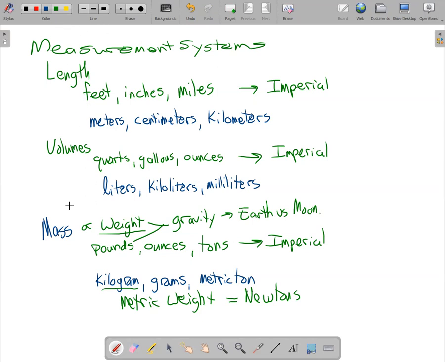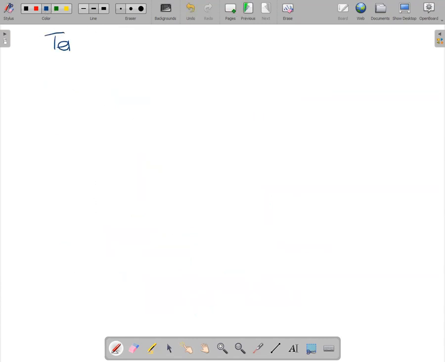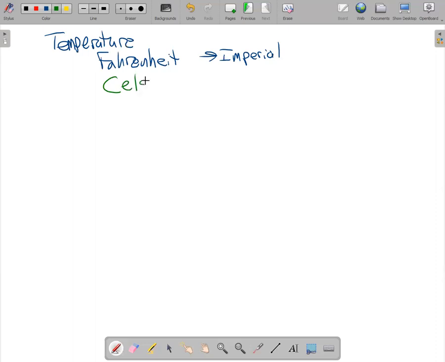All right, so we have length, volume, mass, and then temperature. And for temperature, Fahrenheit is the imperial unit of temperature, which most of the world does not use. The rest of the world uses Celsius, which is the metric version of temperature. So some common things that you ought to know about these different measurements.